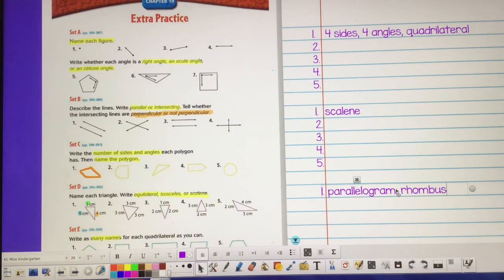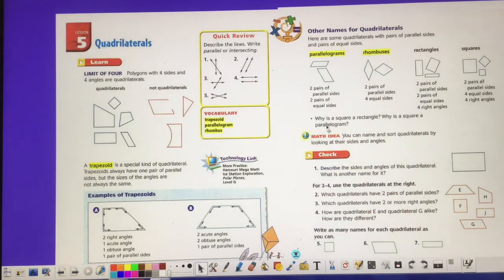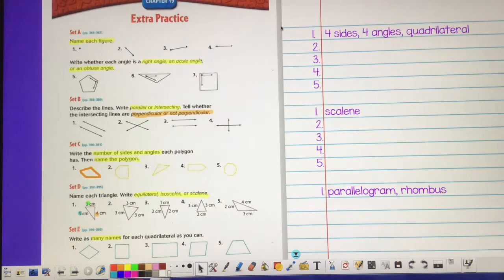Okay, now let's go back to 396, 397. Is it a rectangle? Is there 2 pairs of parallel sides? Does it have 2 pairs of equal sides? And there are 4 right angles. It doesn't have any right angles, so I know it's definitely not a rectangle. But wait a minute, if there's no right angles, can it be a square? A rectangle and a square? I don't think so. So right now I do have a parallelogram and a rhombus.